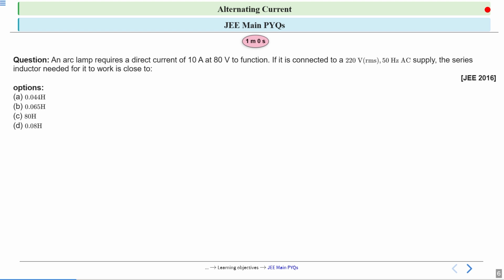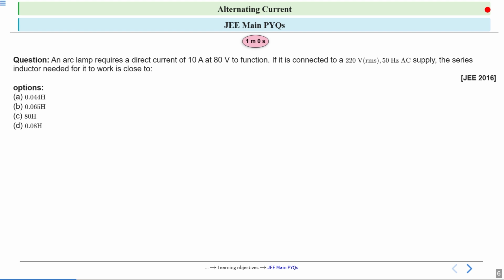Now you can see an arc lamp requires 80 volt of DC, but the RMS value of the AC supply is 220 volt, which is very much greater than 80 volt. The resistance of the bulb is fixed in both cases, whether connected to DC or AC, because resistance doesn't depend on the frequency. So the power dissipated will change if we connect the same bulb to the 220 V RMS AC supply, and it will get fused.